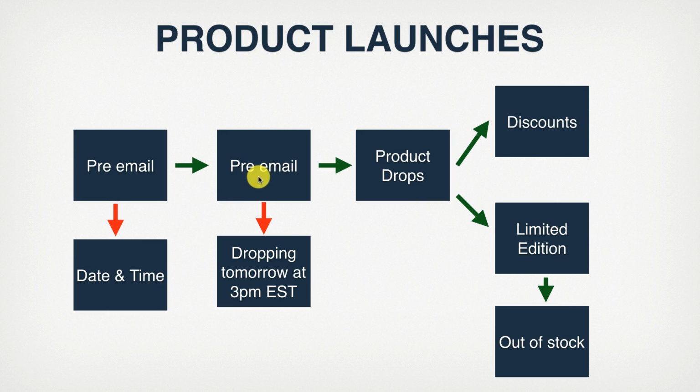Then we send another email the day before and we say dropping tomorrow at 3 p.m. Eastern, something like that anyway. You don't have to say dropping tomorrow. Then the product drops. Then afterwards, for like 2 or 3 days, we might send them discounts, or we might send them an email saying, hey, this is a limited edition offer. The product, a limited edition product, we will be out of stock soon. It's selling fast, or we are going to take it off the store. And we take it off the store. This is just like product launching in internet marketing or any other niche, but we're just doing it with Shopify products. It's no different, right?